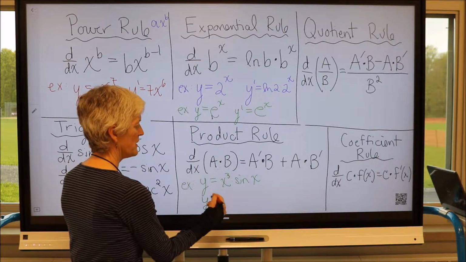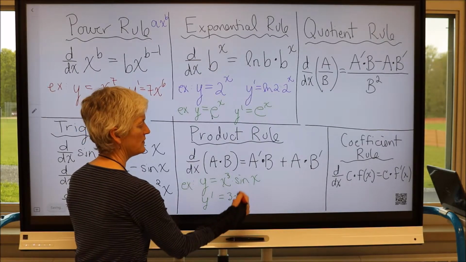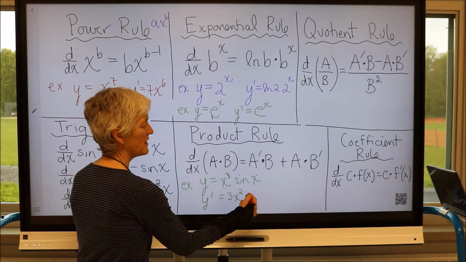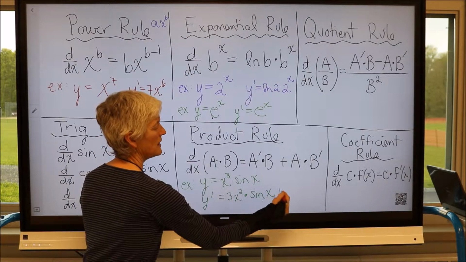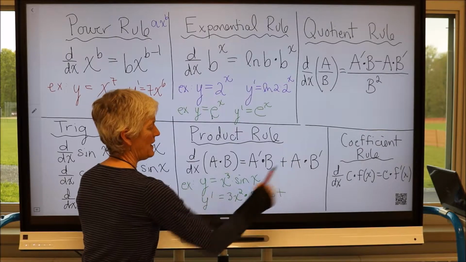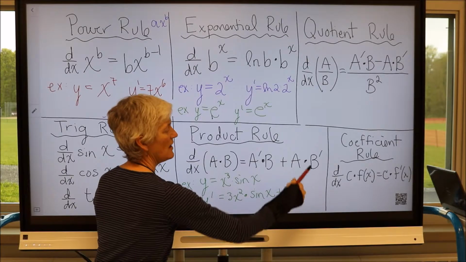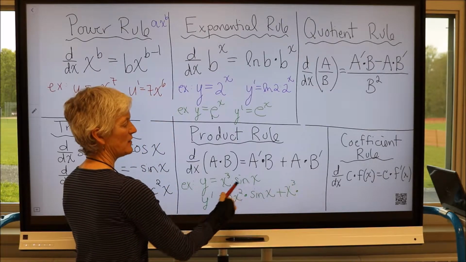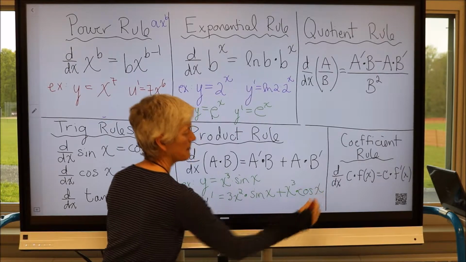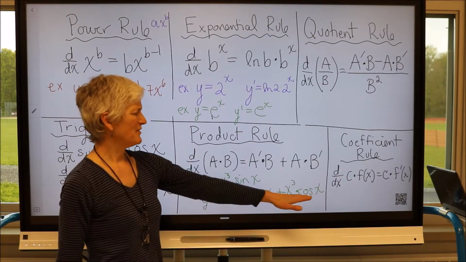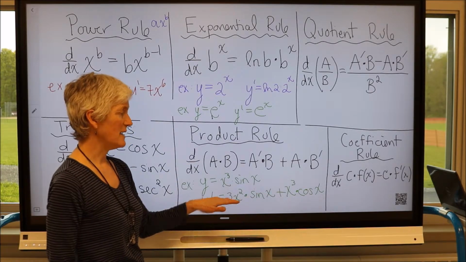So I'm going to take the derivative with respect to x. So it's the derivative of the first times sine of x as it is, plus, boom, x to the 3rd as it is, times the derivative of my second piece. The derivative of sine is cosine. And when I look back at that, there's really not much simplifying I could do. So I just took the derivative of that and I'm good to go.